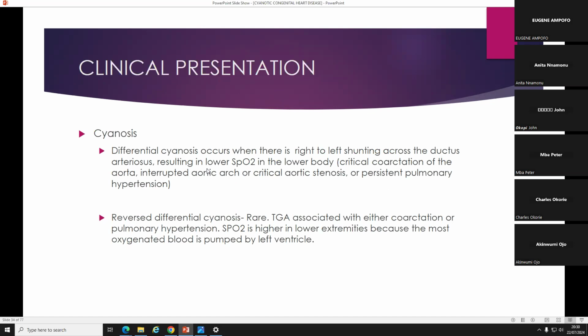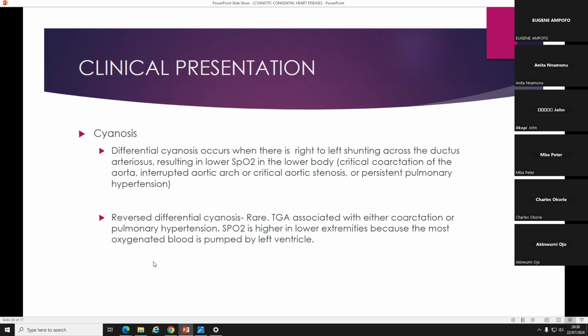In terms of signs, they present with cyanosis, which is the hallmark feature of these diseases. Cyanosis could be differential or it could be reversed. Differential cyanosis occurs when there is a right to left shunting across the ductus arteriosus, resulting in a lower oxygen saturation level in the lower body, such as in critical coarctation of the aorta, an interrupted aortic arch, or critical aortic stenosis.